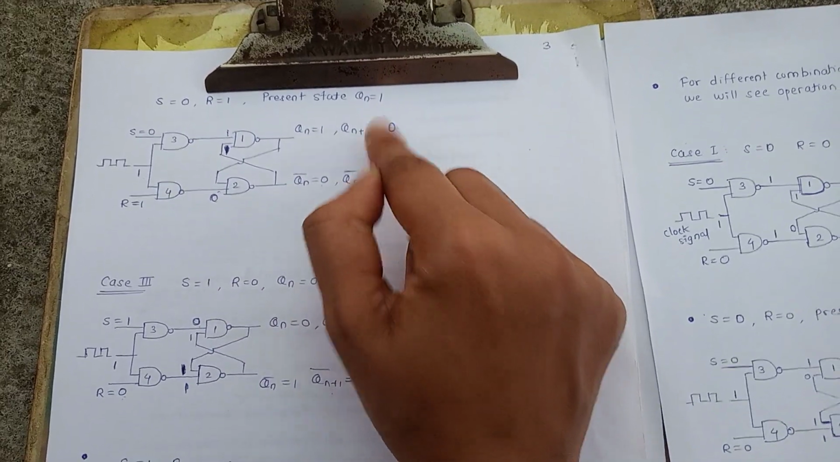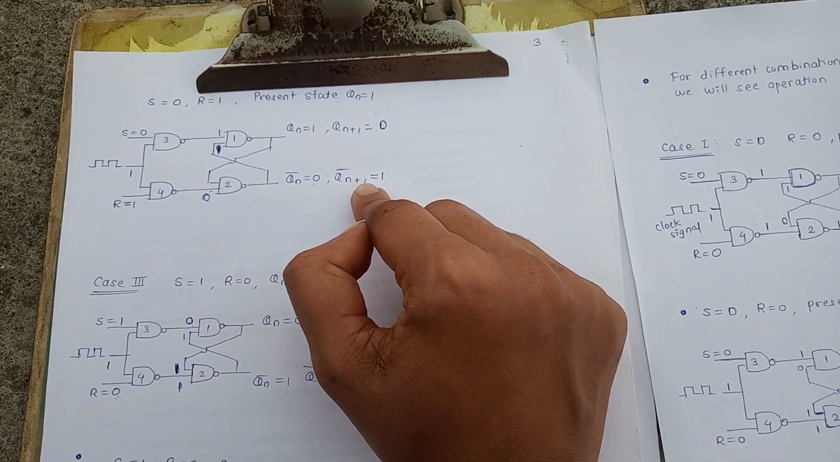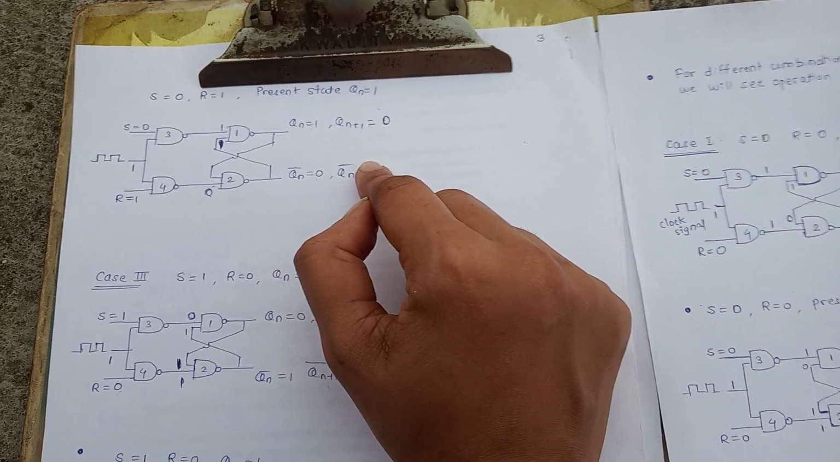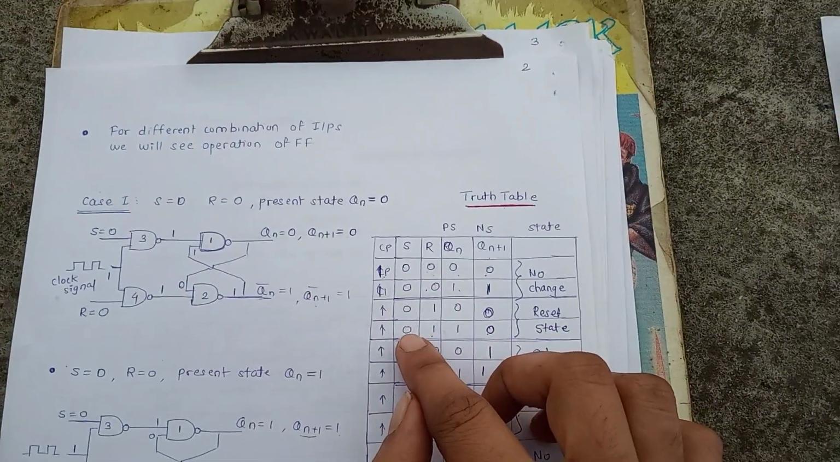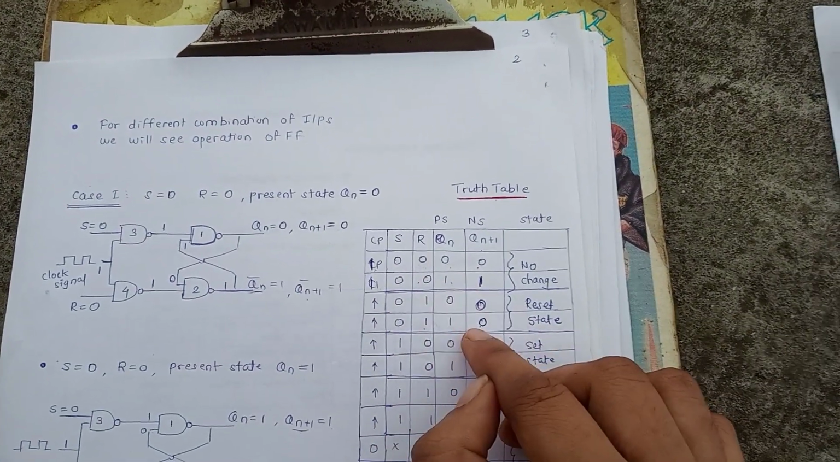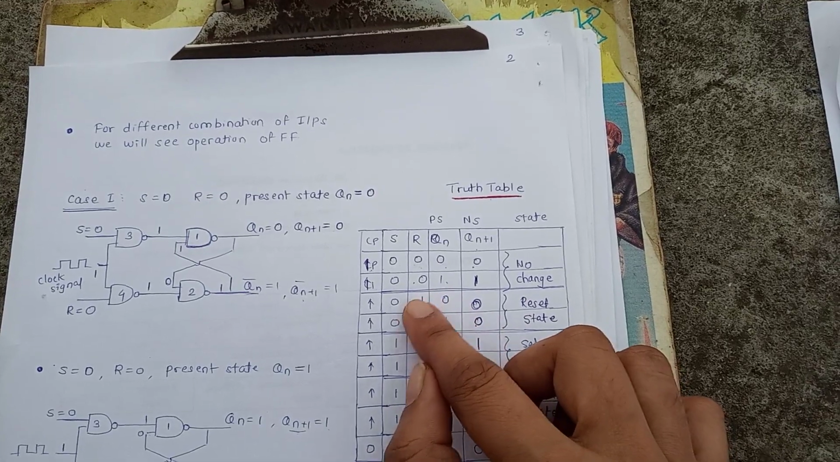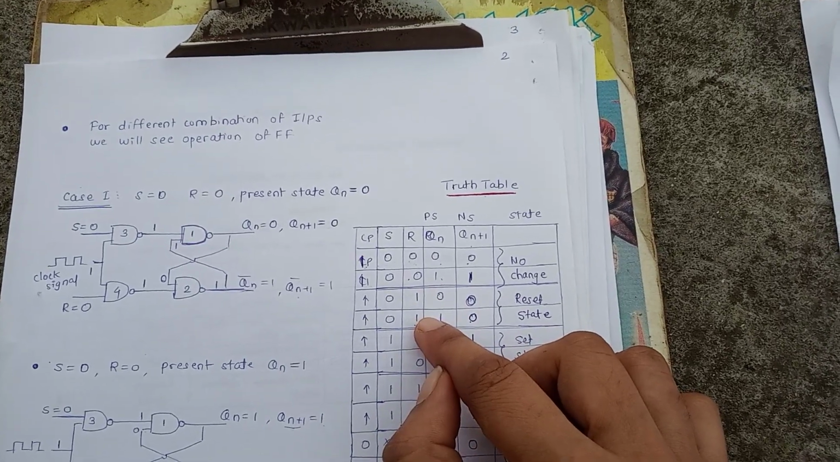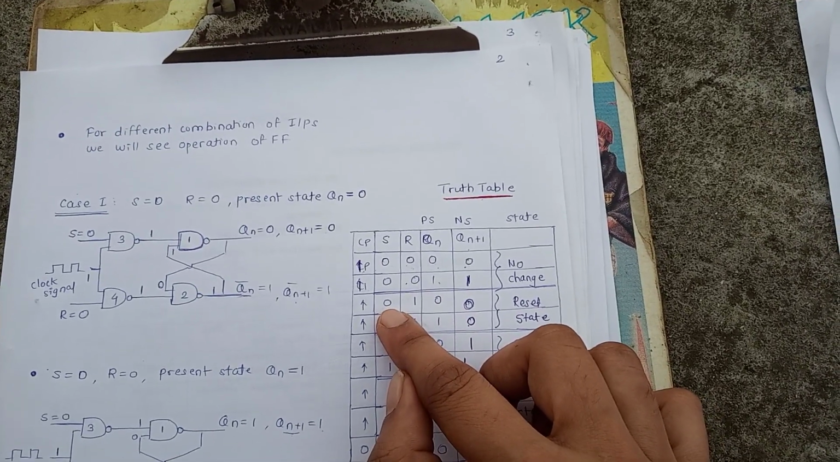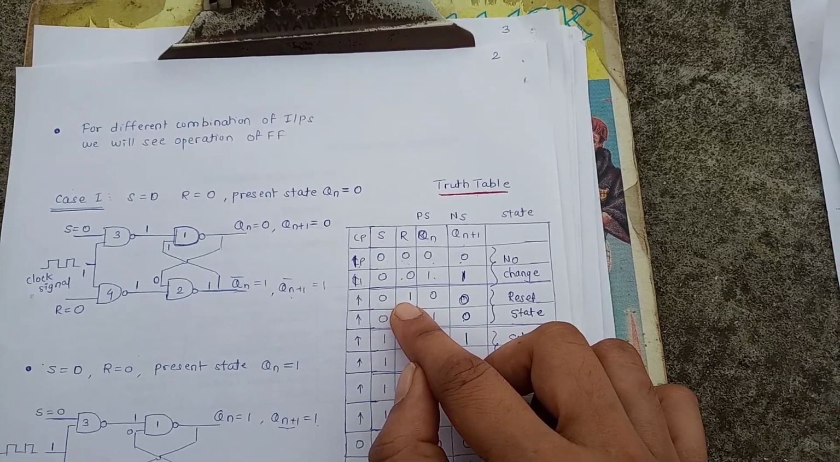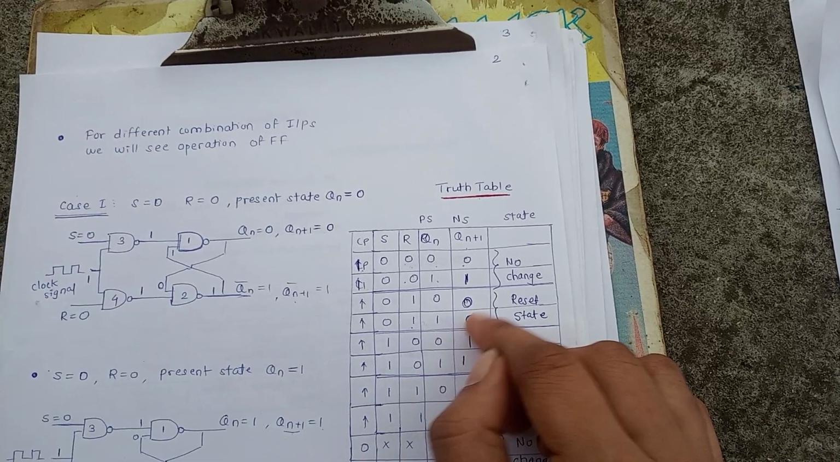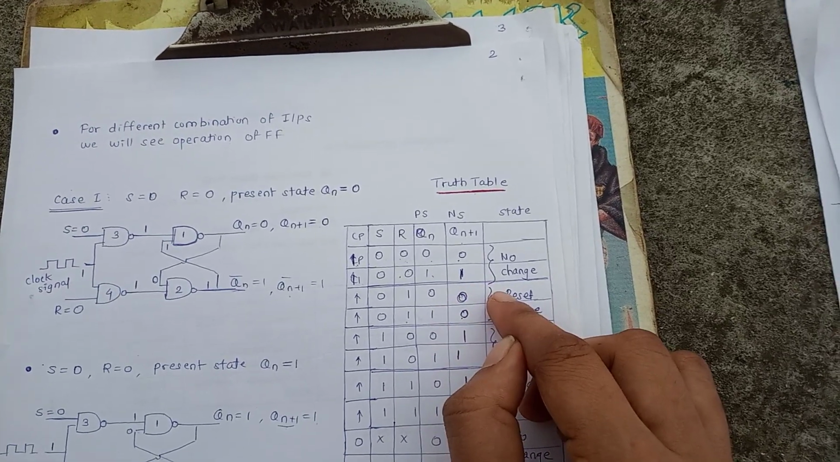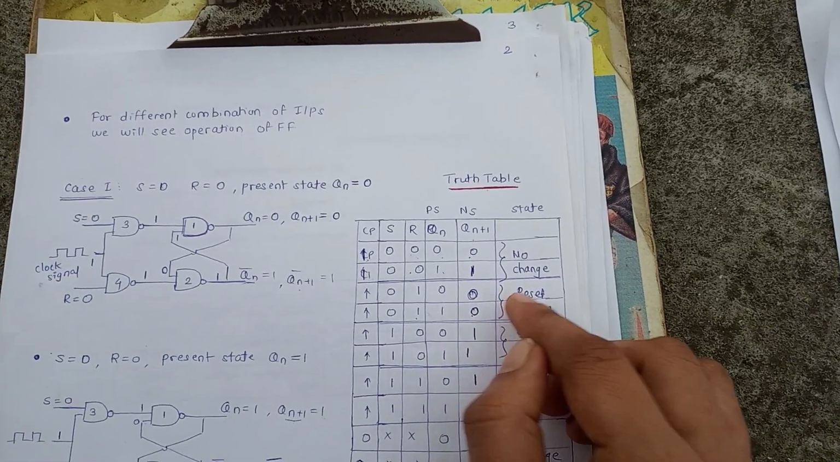Now these two are complements of each other, so this is a valid case. We can update the truth table. So for this case 0 1 1, next state is 0. So by observing these two rows, we can say that when S equal to 0 and R equal to 1, output or next state is 0 0, which is nothing but reset state, means output is 0, so reset state.